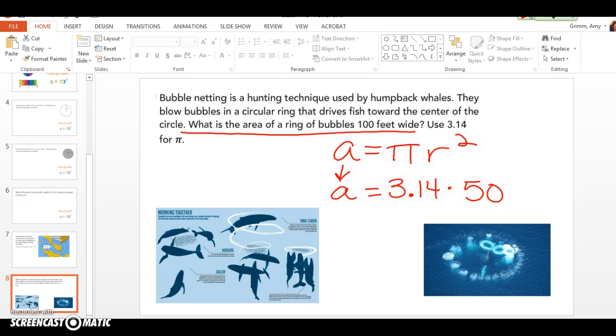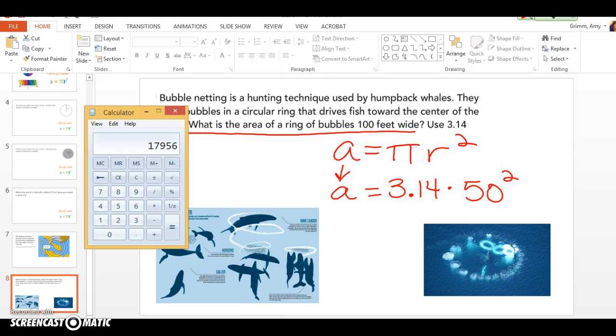And then I square it. Okay, so I'm going to do 50 squared first, which we should already know what that is in our head, right? Because 5 times 5 is 25, and tack on 2 zeros. So 2,500 times 3.14, and that gives me area of 7,850 feet. Think how much that is.